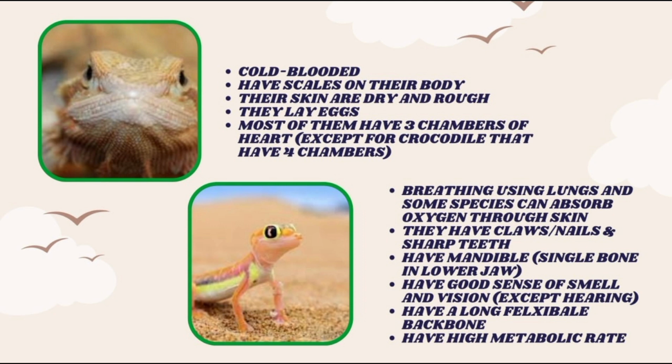Most reptiles have a three-chambered heart, except for crocodile species, which have a four-chambered heart. They breathe using lungs, and some reptile species are able to absorb oxygen through their skin. Reptiles have claws or nails and sharp teeth. Reptiles have a single bone in the lower jaw, called the mandible. Reptiles also have a good sense of smell and vision, except for their sense of hearing.